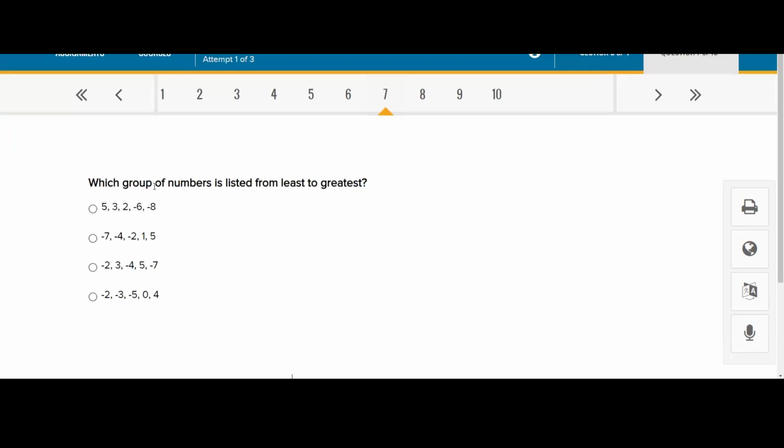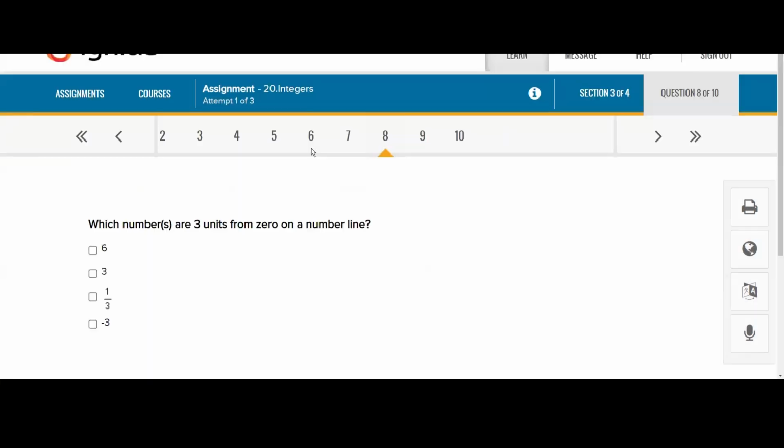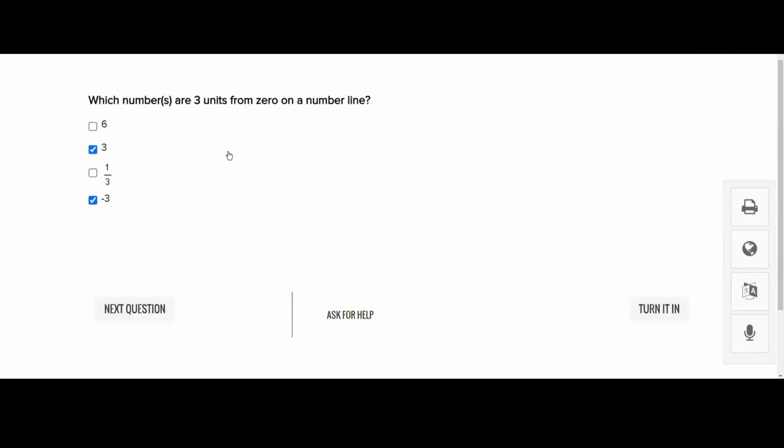Which group of numbers is listed from the least to the greatest, smallest to the biggest? -7, -4, -2, 1, and 5. So this is the correct one. Then, which numbers are 3 units from 0 on the number line? This is 3 units from 0. This is also 3 units from 0. Is that clear?